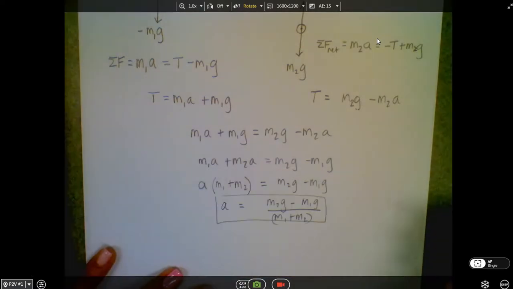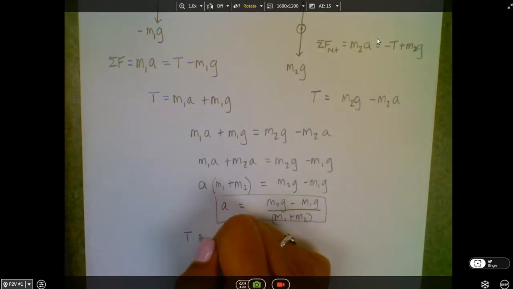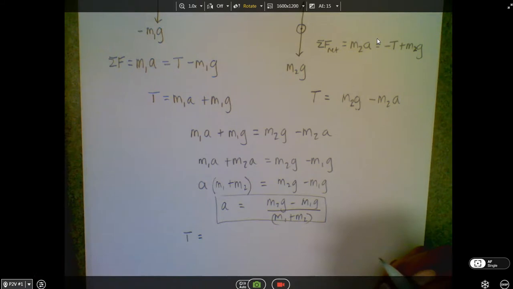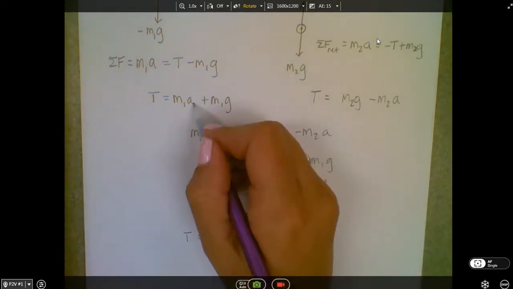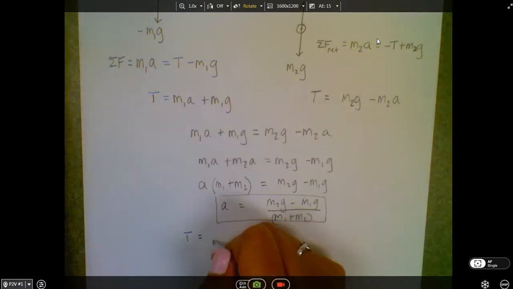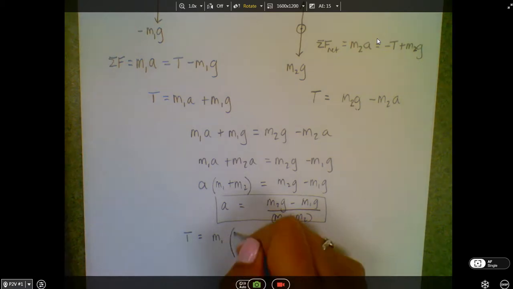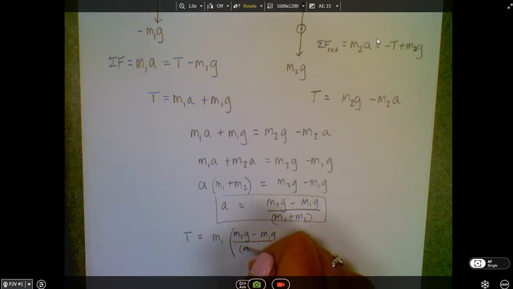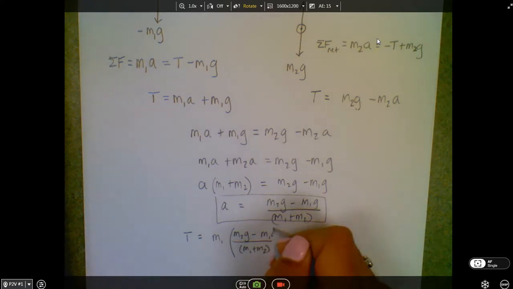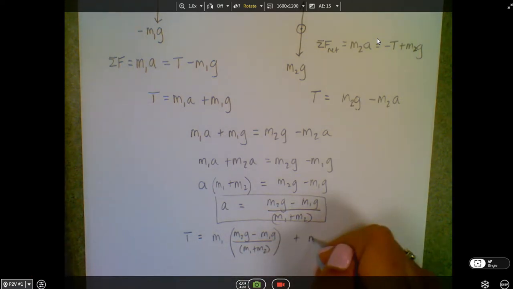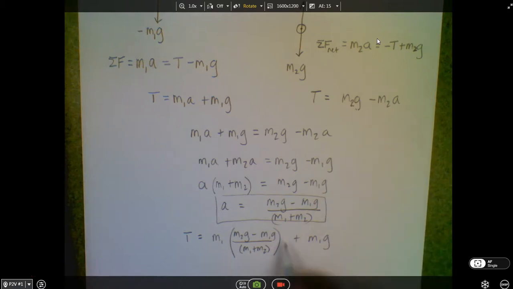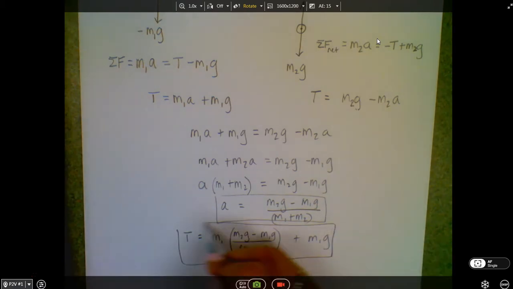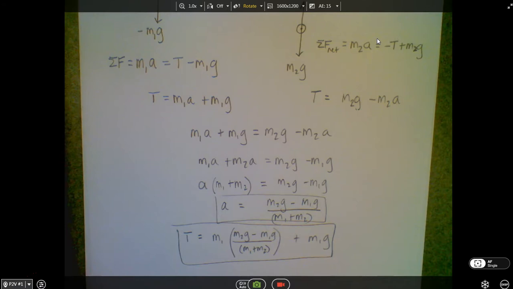Right? And then if we want the tension, we could really just plug this stuff in for this A here. So it'd be like M1 times M2G minus M1G over M1 plus M2, plus M1G. So really that's how we would maybe write the tension. If you think you can simplify, that'd be better, but I don't know that there is any way to simplify this at this point.